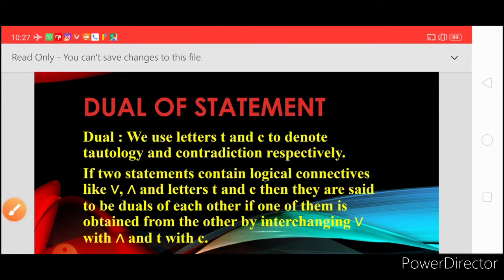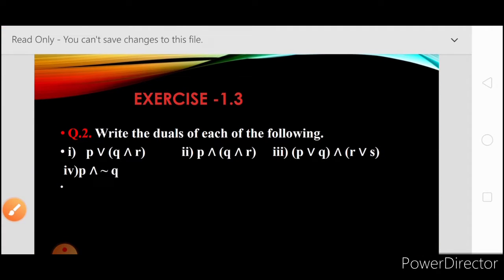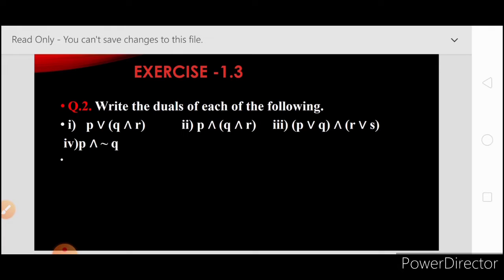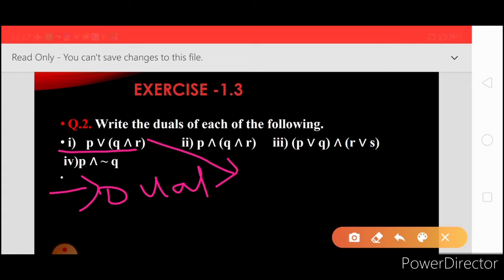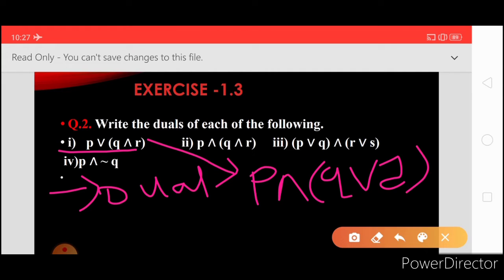Okay, so friends, let us start exercise 1.3, in which question number 2 says write the dual of each of the following. Let's see the first question. Only change conjunction by disjunction and disjunction by conjunction. So the dual of this statement is P as it is, here disjunction is replaced by conjunction, and Q as it is, conjunction replaced by disjunction, and R as it is. This is the dual of the given statement.